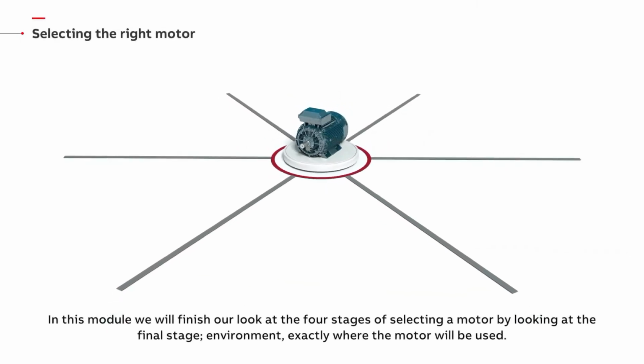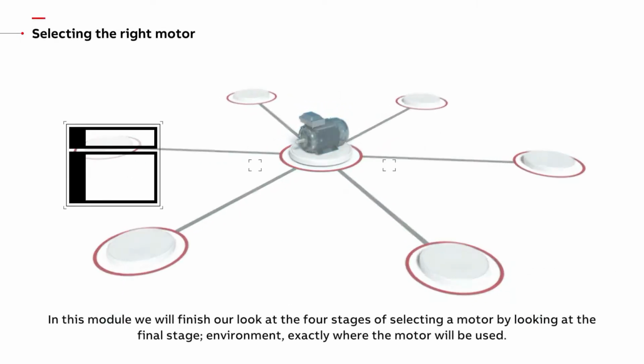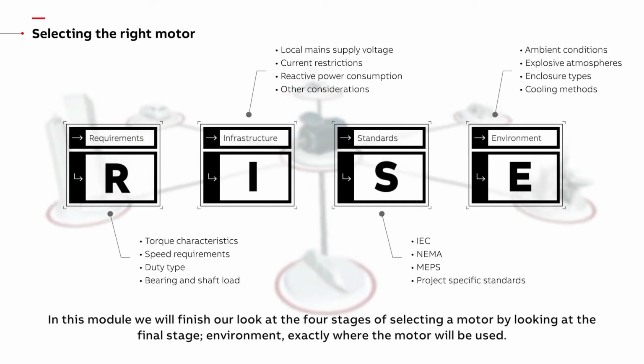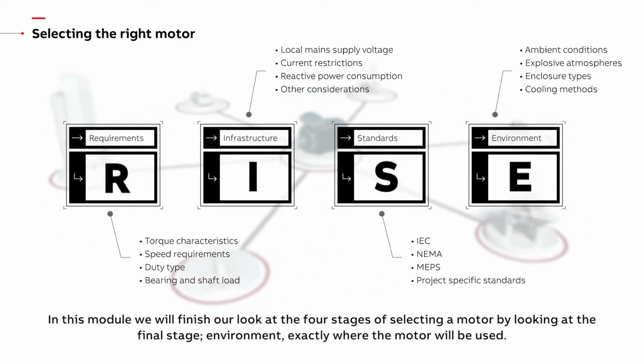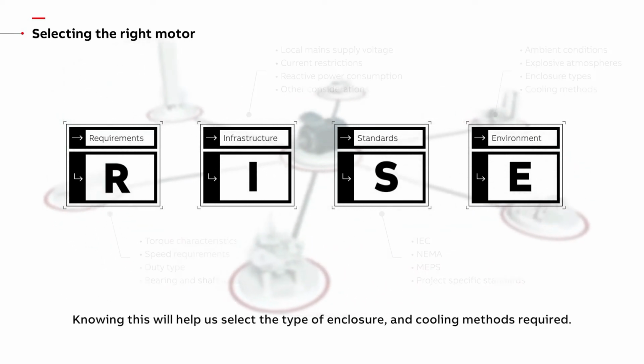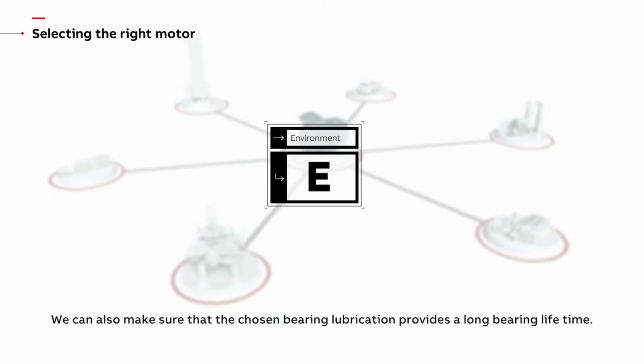In this module, we will finish our look at the 4 stages of selecting a motor by looking at the final stage, environment, exactly where the motor will be used. Knowing this will help us select the type of enclosure and cooling method required. We can also make sure that the chosen bearing lubrication provides a long bearing lifetime.